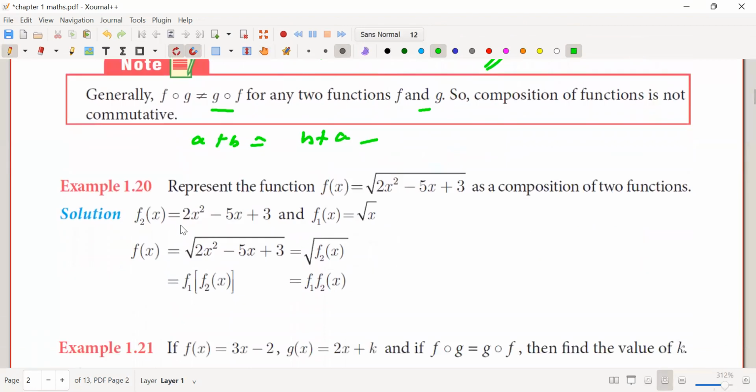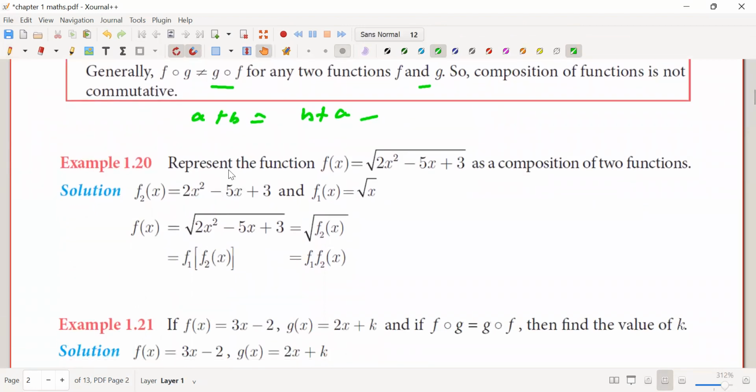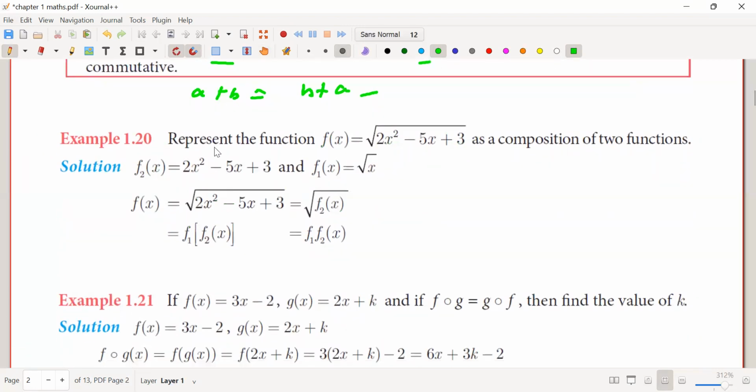So in this example, we are going to represent f of x equal to root of x squared minus 5x plus 3. So I can take this as x.